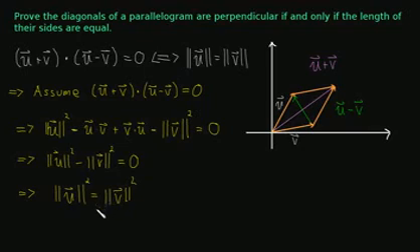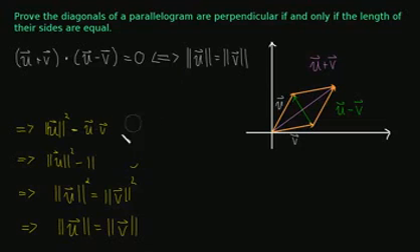Well, lengths of vectors are always positive, and so we could take the square root and not really worry about messing up this equality, because we're not going to need the negative part of the square root, because we know both of these lengths are positive. So we take the square root of both sides and we get exactly what we wanted, that the length of u is equal to the length of v. Okay, so we proved that if the diagonals are perpendicular, then their lengths must be equal. Let's go ahead and prove that if the lengths are equal, then the vectors must be perpendicular.